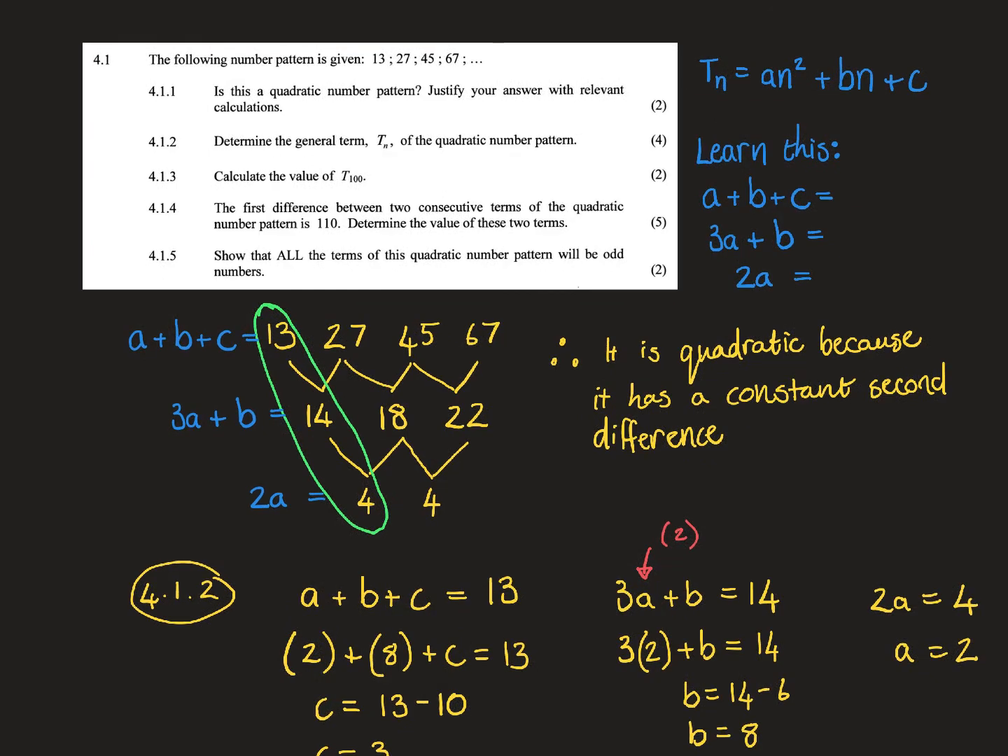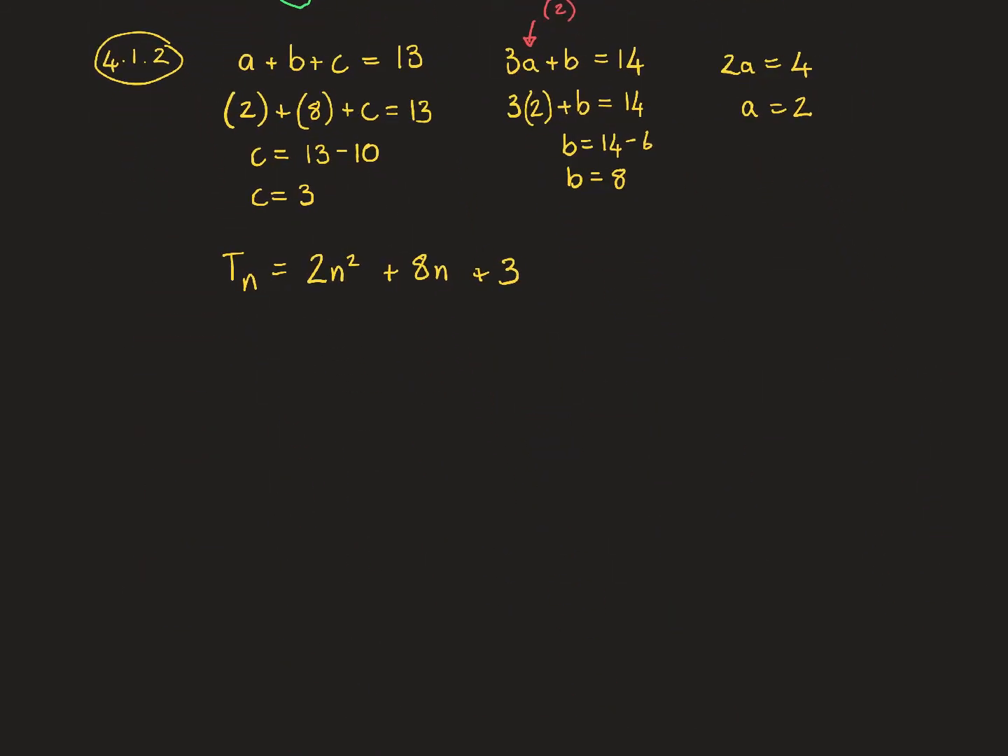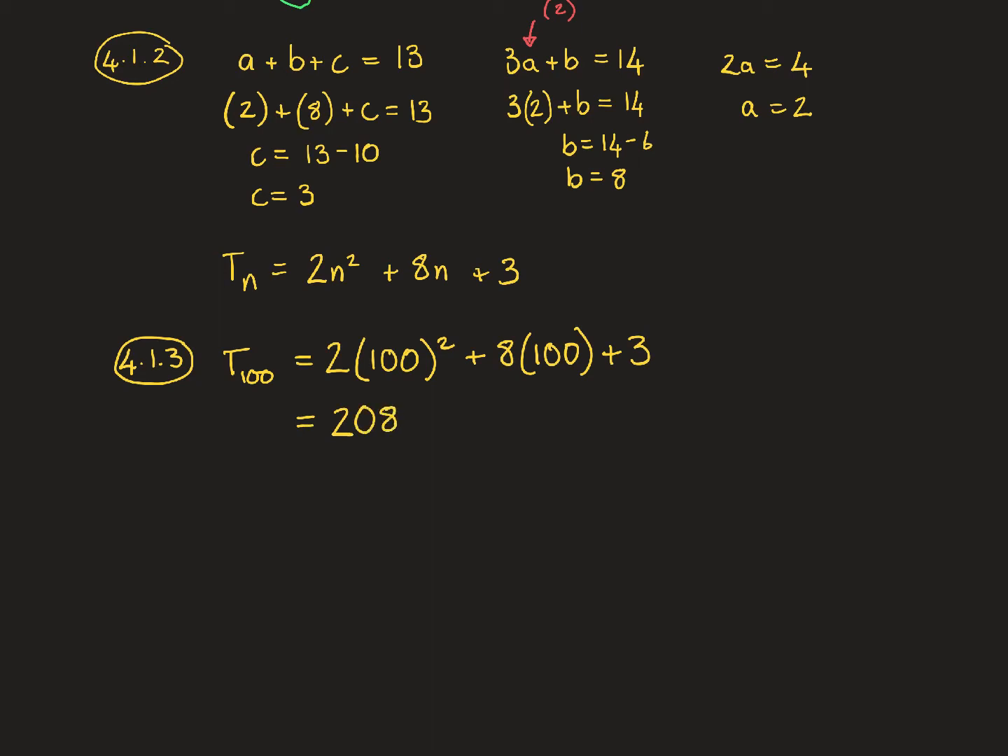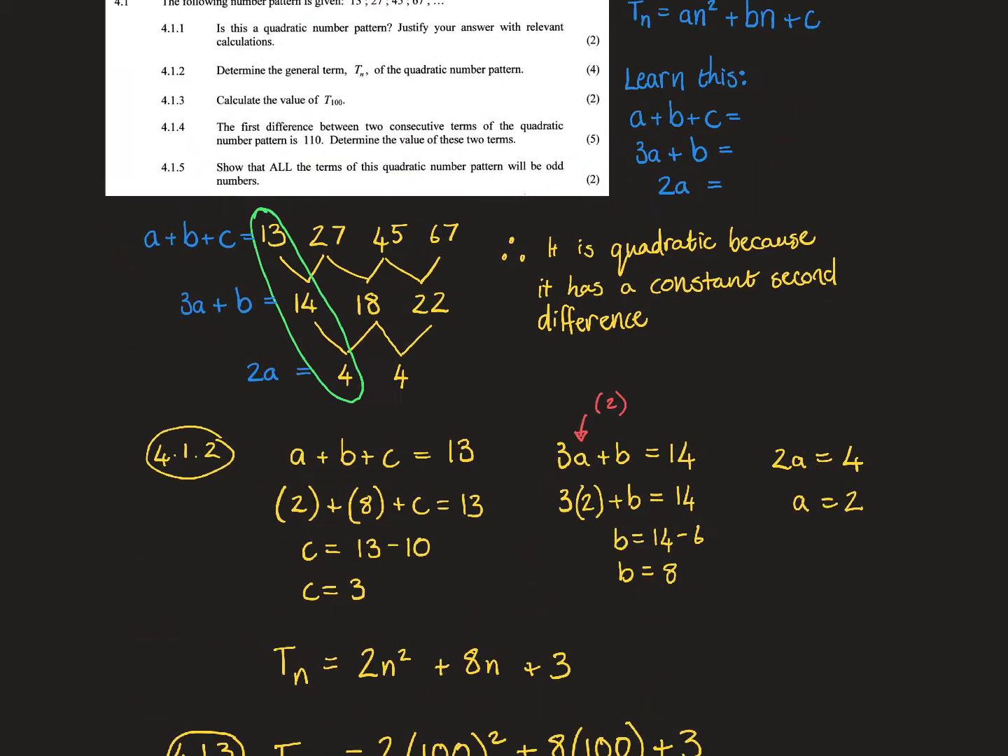The next question, 4.1.3, asks us to calculate the value of t100. So that's the 100th term. In other words, we're substituting 100 in for the value of n. You have this amazing thing called a calculator that will do this calculation for you. But because the question is worth 2 marks, it's important to show that you know what you're doing, in other words, writing out the calculation. There we go.